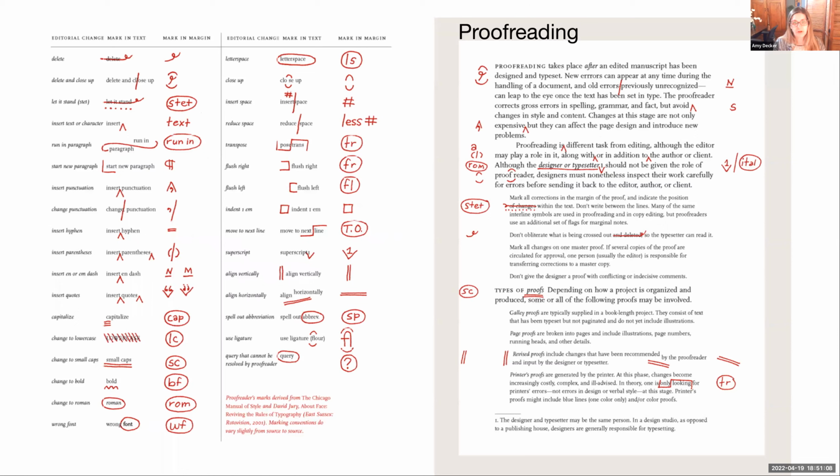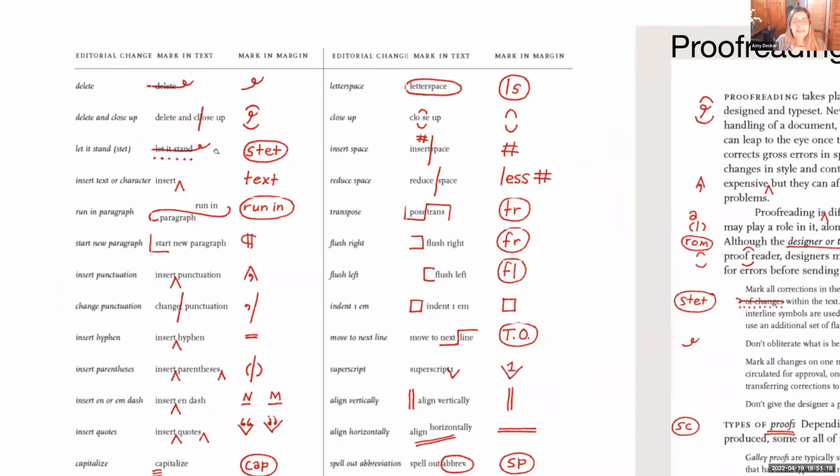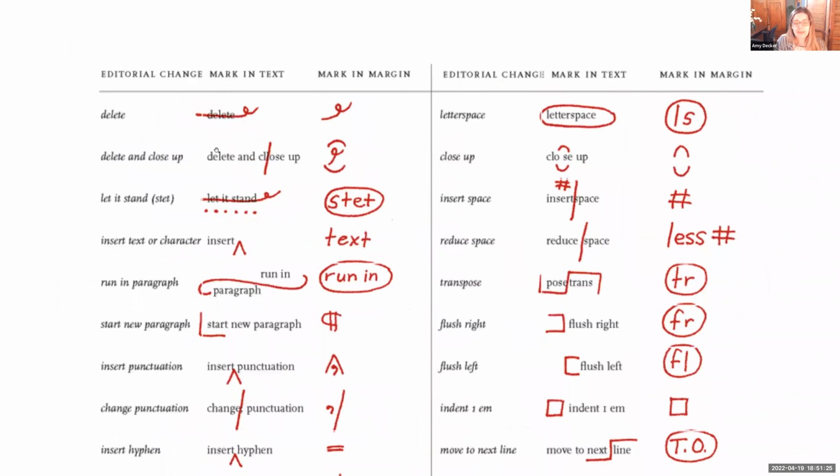So feel free to open your book and kind of follow along in your book. So proofreading. What we're going to be doing is looking at each other's designs, and I'm going to zoom in and kind of walk us through some of the key marks. There's a lot of marks here, but we're going to just key in on some of the basic ones that we're going to be using. And the first one is delete.